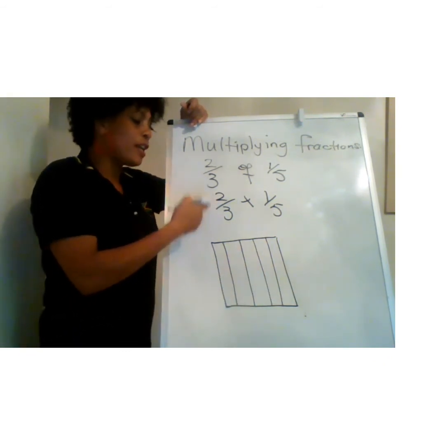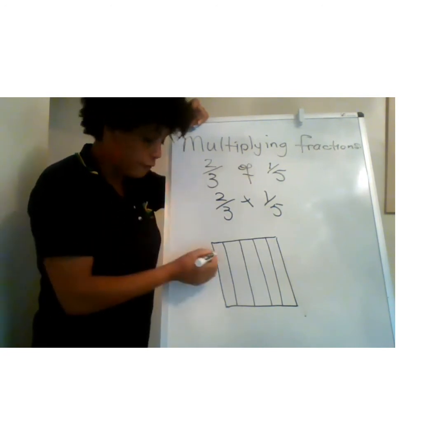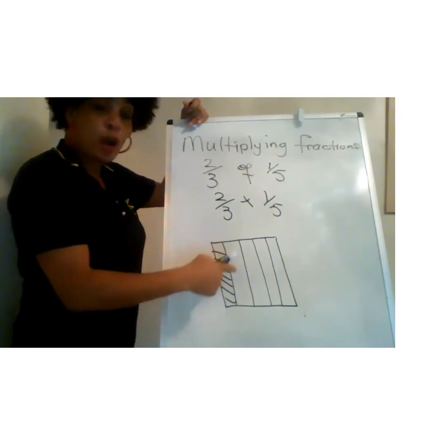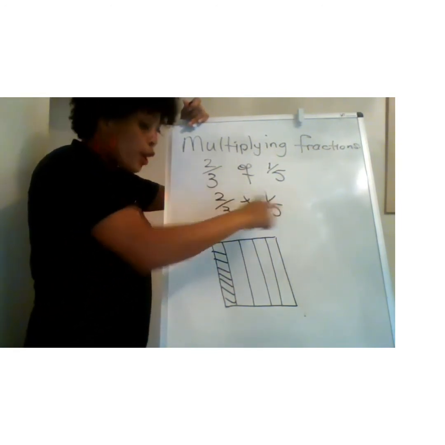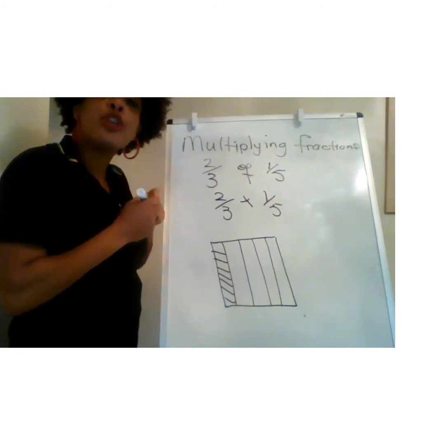Now I'm asked to find 2/3 of 1/5. So the first thing I'm going to find is 1/5. That's 1/5, because that's 1 out of 5. But I'm asked to find 2/3 of 1/5. So this is the 1/5, and I'm asked to find 2/3 of it.